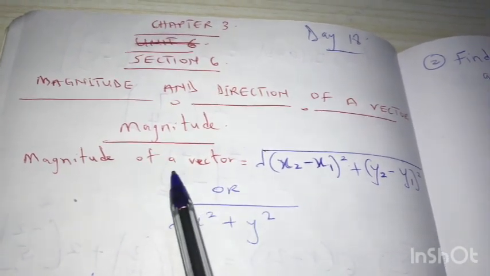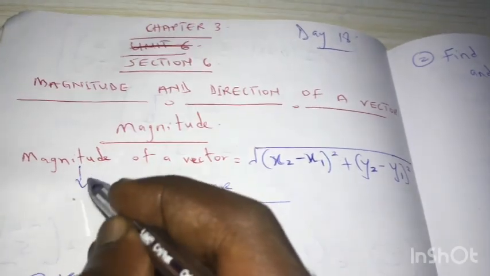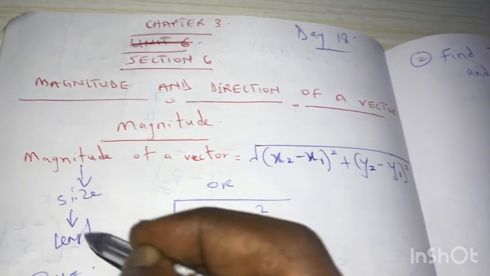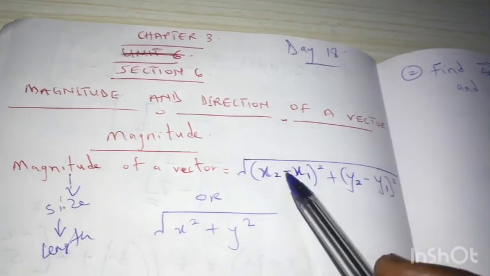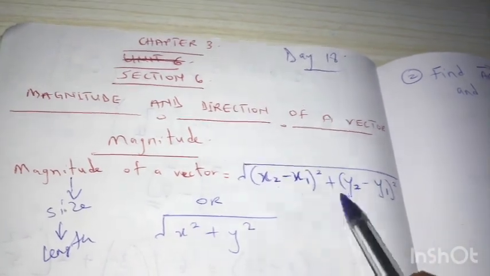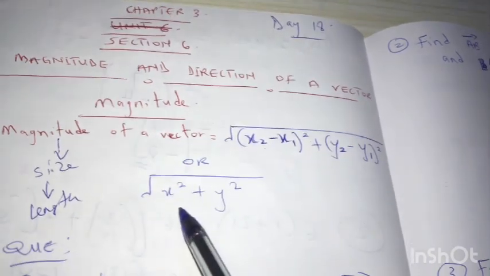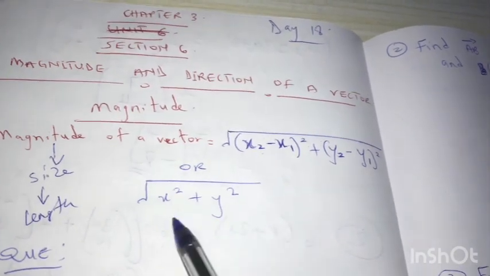Alright, so when we say the magnitude of a vector, it means we are measuring the length or the size. Sometimes we'll say size or the length of the vector. When you have two vectors, this is the formula you'll be given. When you have only one vector, this is the formula. You will understand this better, so let's take some questions.